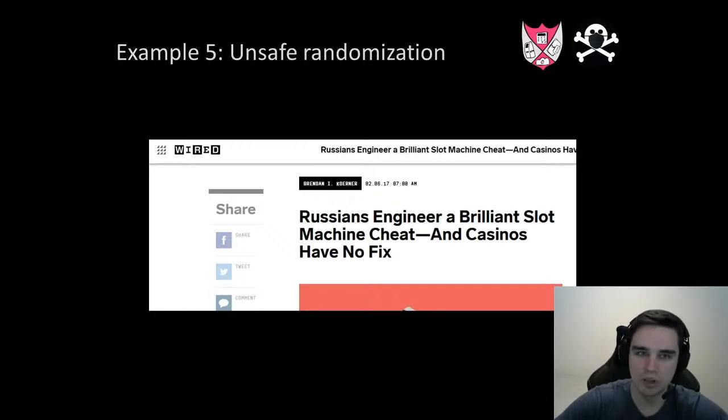Using this information, they recovered the whole random sequence, and they knew what would come in the future. Using this cheat, they made a lot of money. So it is one of the good examples.